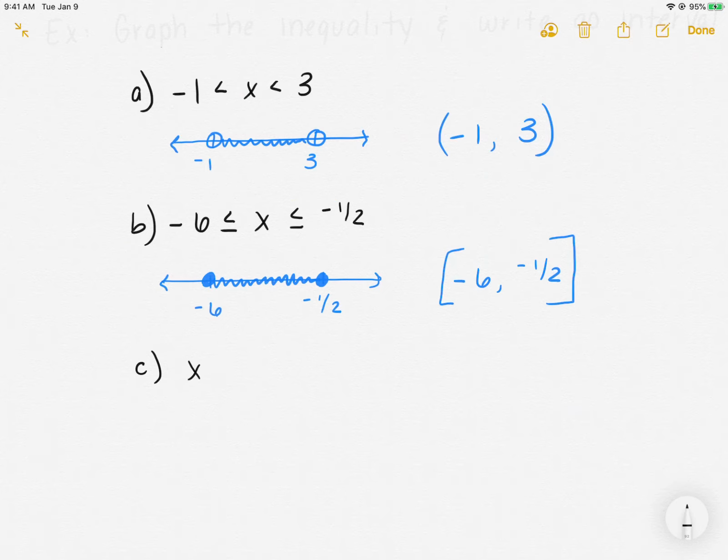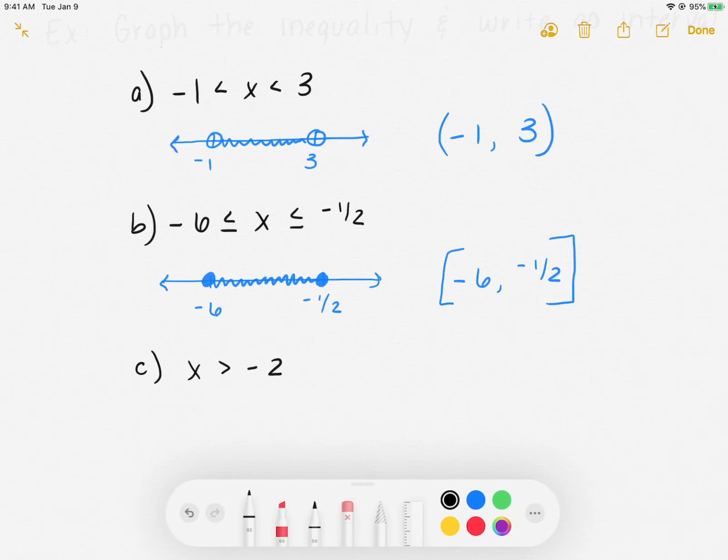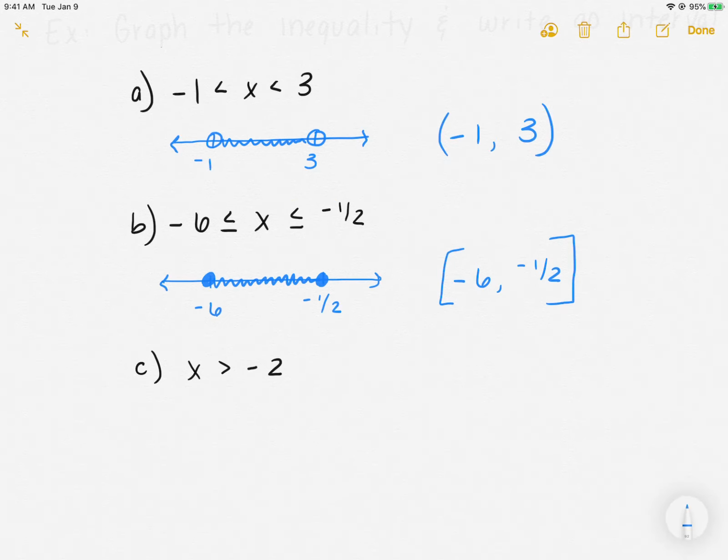What would you do in a situation where it's x is greater than -2, where now you only have one number? Graphing it is a little bit easier, right? Because you're just putting one number on your graph, a -2. It's a greater than symbol, so it's just an open circle. And you just keep shading to the right.